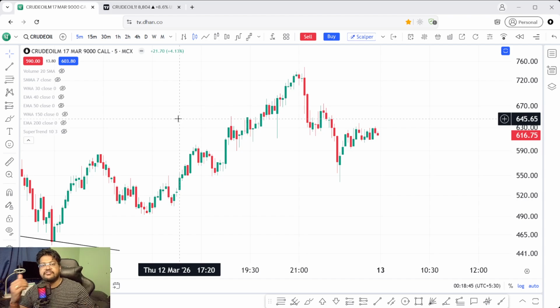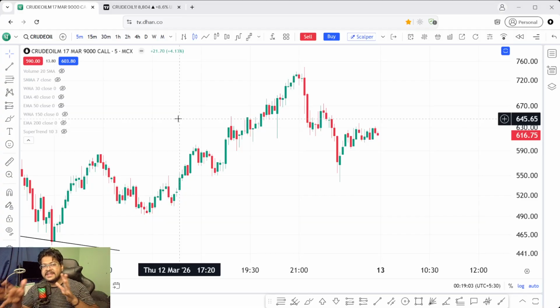The second thing, and the most important one, is that the trading hours are really long. Nifty is from 9:30 a.m. to 3:30 p.m., so it is roughly 6 hours 15 minutes to 6 hours 30 minutes. But crude oil trading starts from 9:15 a.m. and goes till 11:30 p.m. at night, so it is roughly around 14 hours.